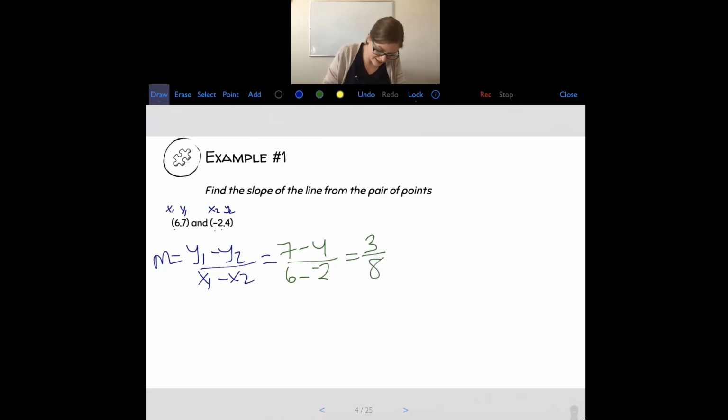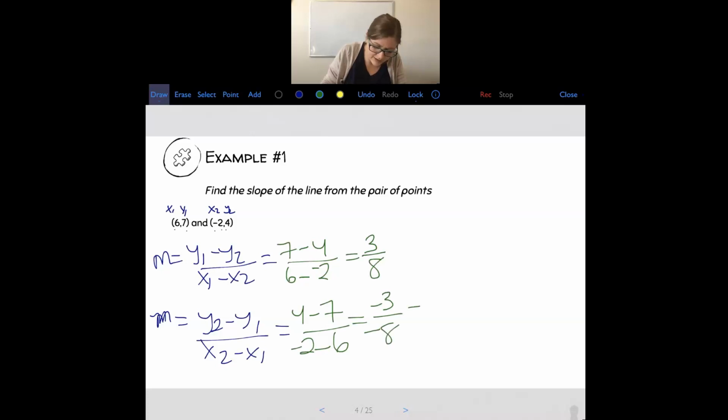Calculating it the other way, y2 minus y1 over x2 minus x1. Going this way, y2 minus y1 is 4 minus 7, and x2 minus x1 is negative 2 minus 6. This would give us negative 3 over negative 8, which simplifies to 3 over 8. The biggest thing is to be consistent. If you do the first one minus the second, you would have to go in that same order for the x values as well.